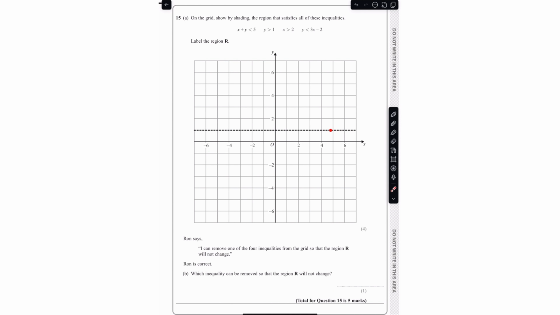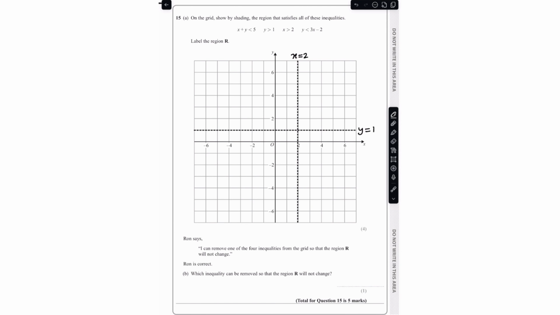Remember that we have a dotted line because this is greater than 1 and not greater than or equal to 1, and we can apply this to every other inequality in this question. So the equation of this straight line is actually y equals 1, and for x is greater than 2, it's going to be a straight vertical line through the point x equals 2, and so this vertical line is x equals 2.